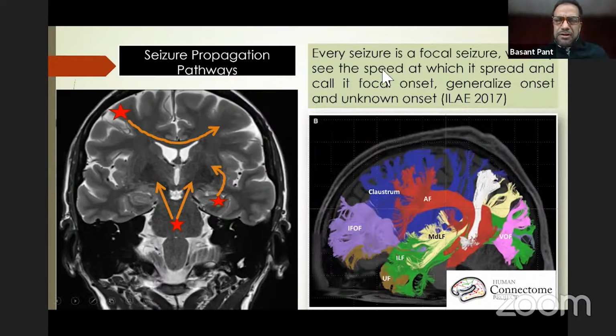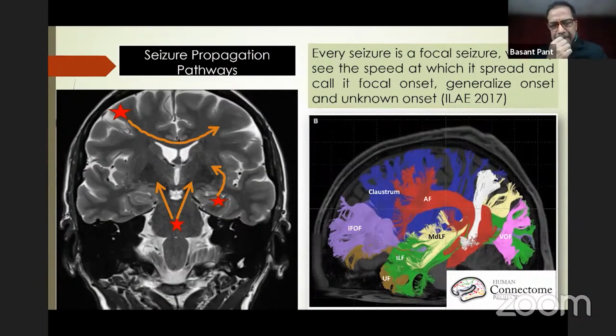Now, this is my personal experience, my personal opinion, that every seizure is a focal seizure. I don't think there's a generalized seizure or a focal seizure. Every seizure must have a focus. If it spreads very, very fast to the rest of the brain, then you see it like a generalized seizure. And if it spreads slowly or is retained to one place, then you would say it's a focal seizure.